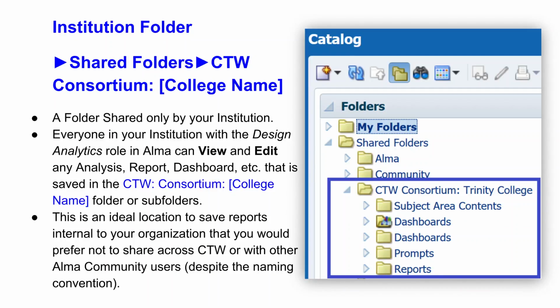So the next one we'll go to is the institution folder. Again, that's the blue one that we saw earlier. And you're seeing, for instance, Trinity College's view. That's under shared folders, and then essentially just one subfolder down into CTW Consortium school name at that point.